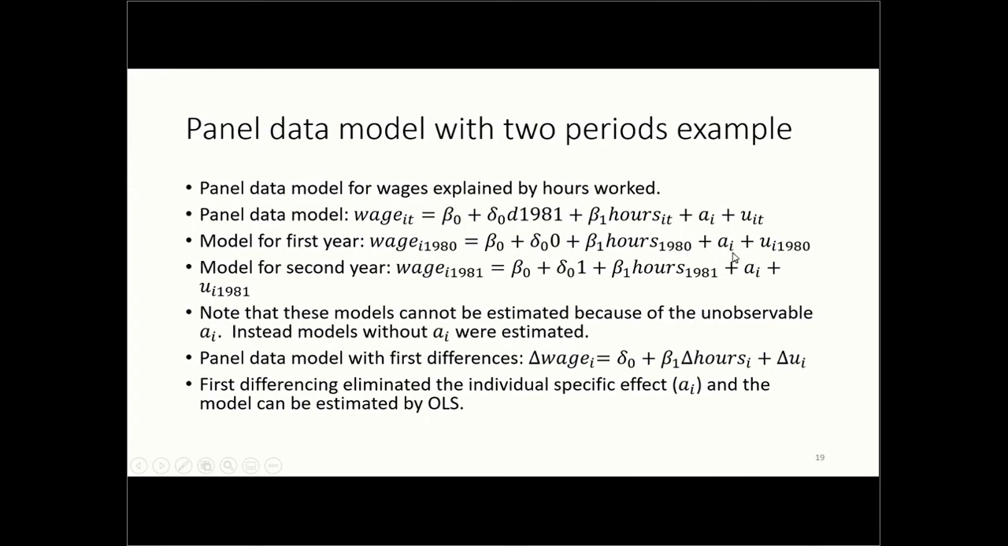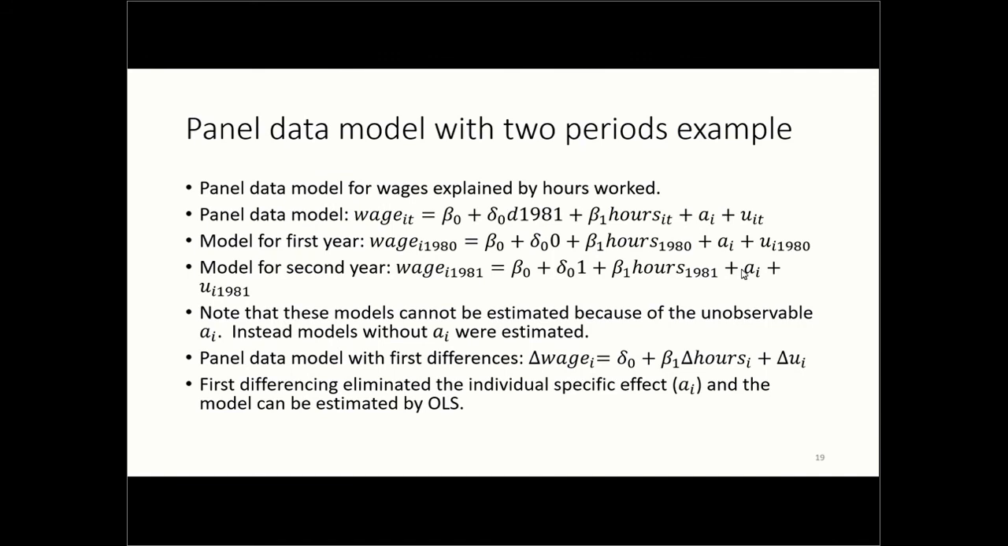Here we would have the model for the first year. It would include a_i, the individual specific effect. And here for the second year, we would also have a_i, the individual specific effect. So notice that these models cannot be estimated because of this unobserved a_i effect. So instead, what I would show you on the next slide is models without the a_i, just to make a point. But we really shouldn't be estimating models that have this individual specific effect.